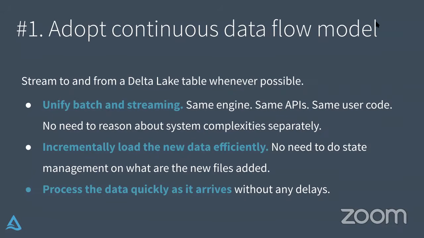Here are some of the key tenets that we really want to do for this. You basically want to adopt a continuous data flow model. What we mean by that, by the way, is that you want to stream to and from the Delta Lake table whenever possible. So in other words, even if you think of the problem as a batch problem, if you think about it purely from a standpoint of all the jobs being stream jobs and all the jobs going to and from the Delta Lake, it allows you to do these 3 tenets. You can unify batch and stream: same engine, same API, same user code.